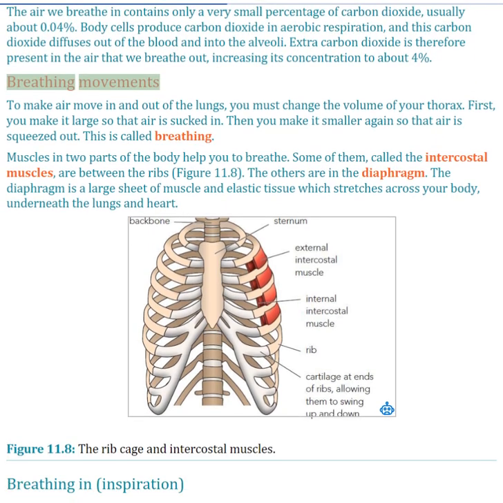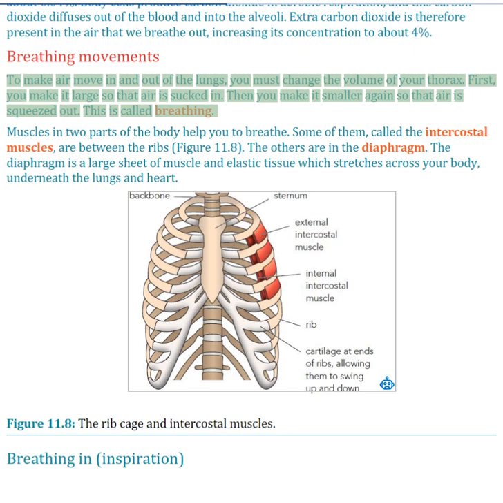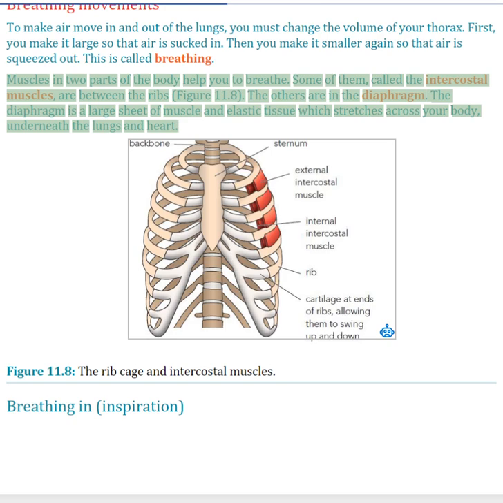Breathing movements. To make air move in and out of the lungs, you must change the volume of your thorax. First, you make it large so that air is sucked in. Then you make it smaller again so that air is squeezed out. This is called breathing. Muscles in two parts of the body help you to breathe. Some of them, called the intercostal muscles, are between the ribs. The others are in the diaphragm.